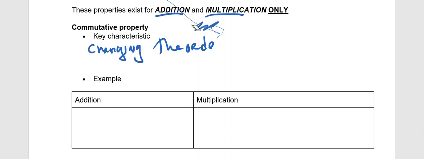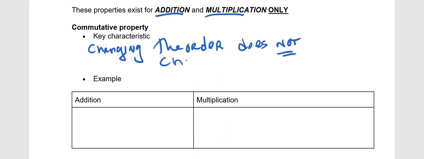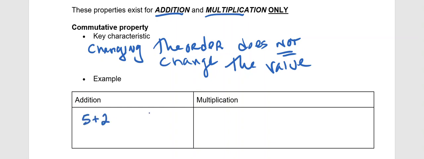Let's try to erase this because I hit a button that's glitching things out. Changing the order does not change the value. So an example in addition, take two numbers and add them, something like 5 plus 2. We already know that's a value of 7. If we change the order and instead think of it as 2 plus 5, that does not change the value.